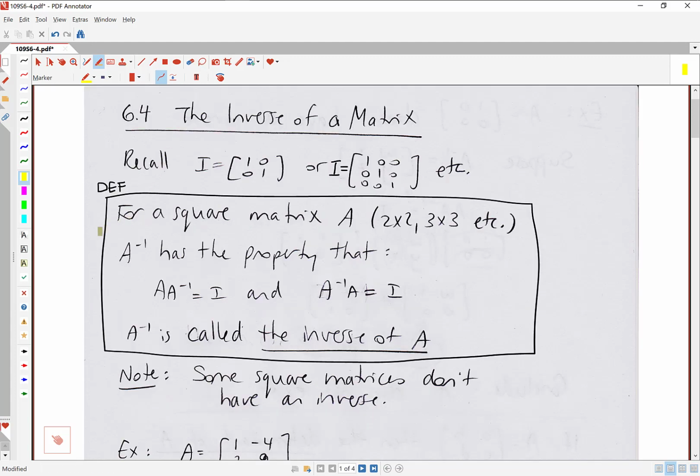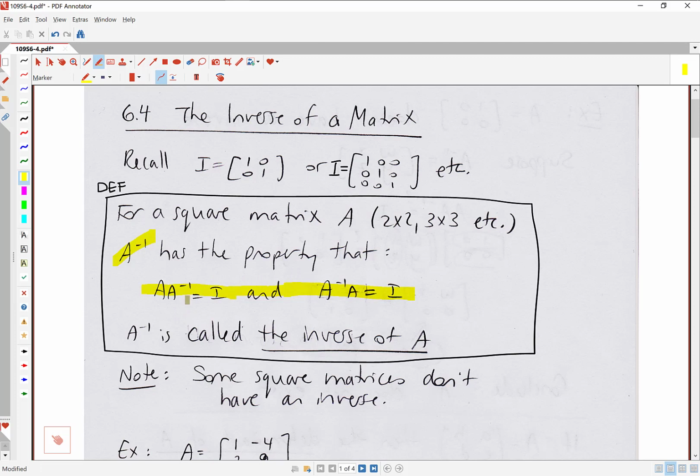Now let's get into our main definition for this video. Let's start with a square matrix A. So imagine that A is 2 by 2, 3 by 3, etc. We're going to define a matrix called A to the negative 1. And A to the negative 1 has the property that when you take A and multiply it times A to the negative 1, you get the identity matrix. And this is also true if you do your multiplication in the other order. So A to the negative 1 times A is equal to the identity matrix.